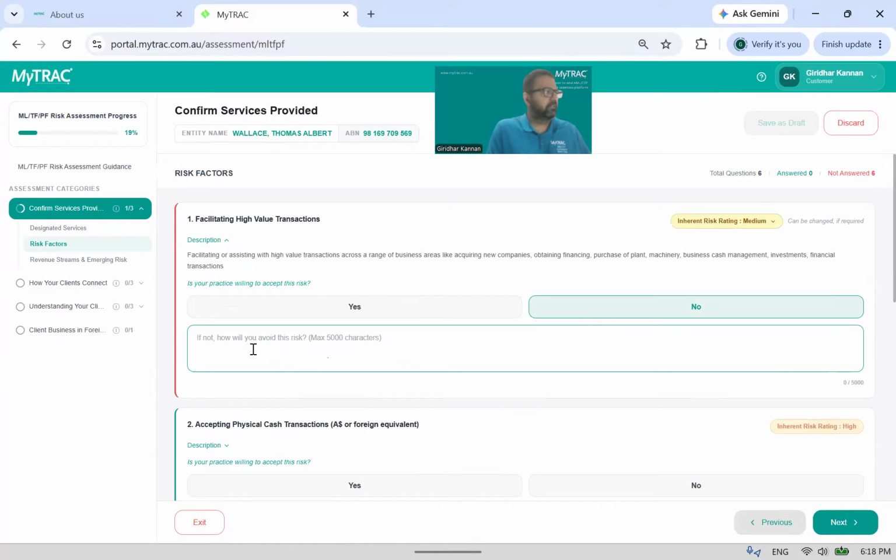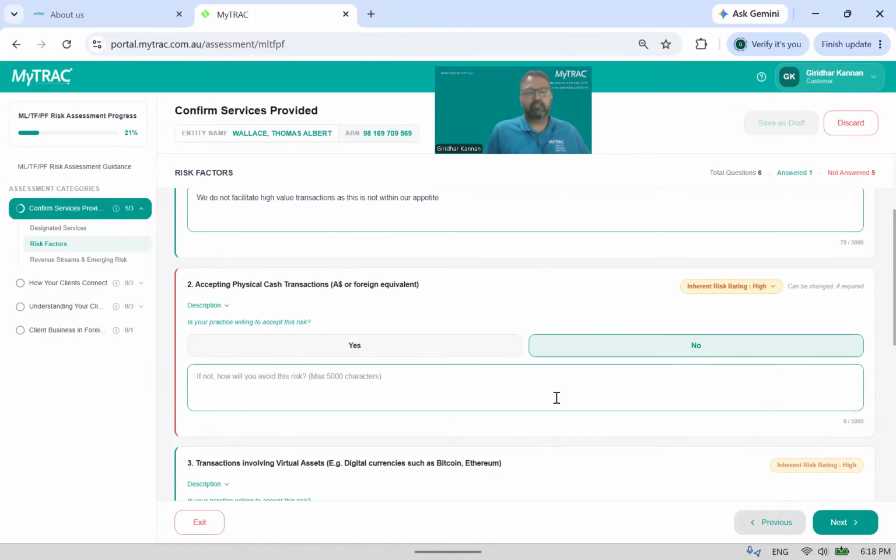All right. So I'm saying we do not facilitate high value transactions as this is not within our appetite. Physical cash transactions: if you don't accept physical cash, then you can say no, we do not accept cash, and ask our clients to transfer funds electronically to our bank account.